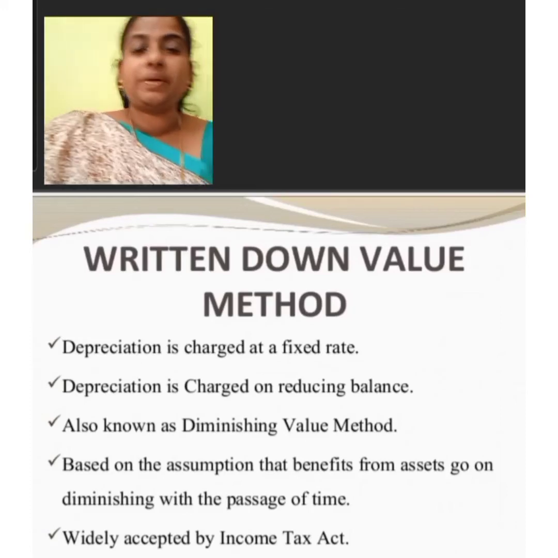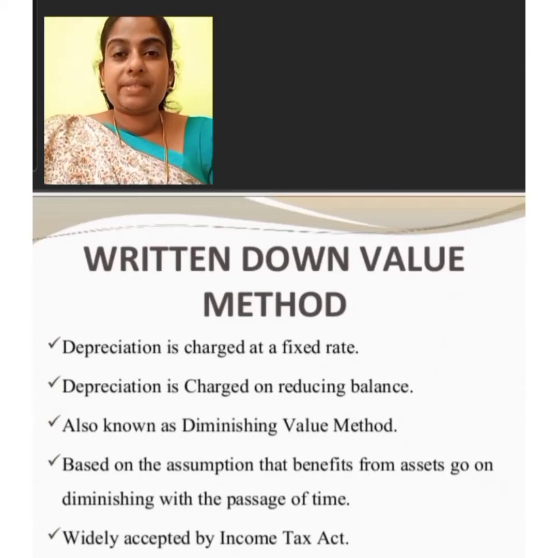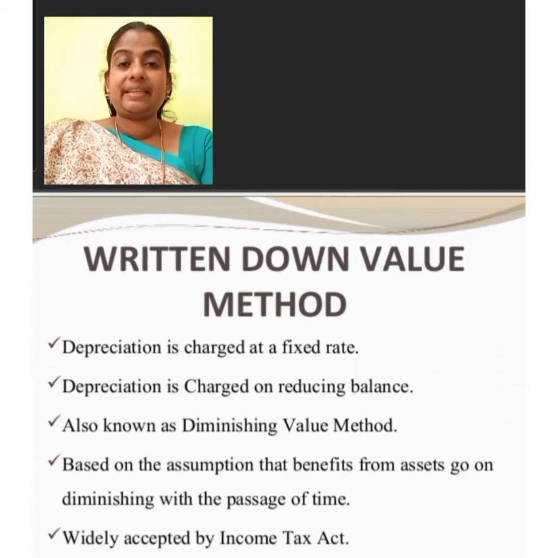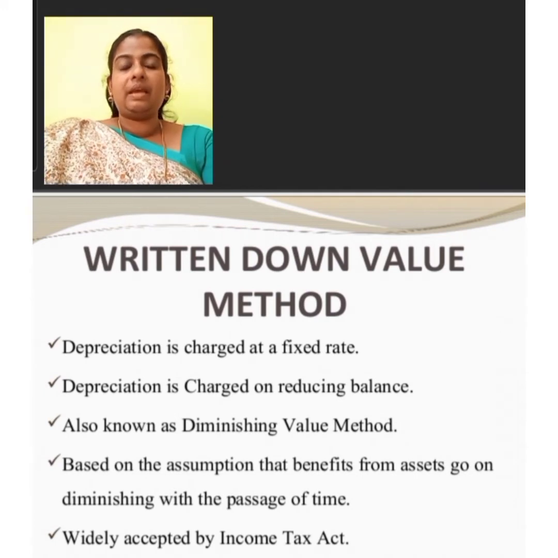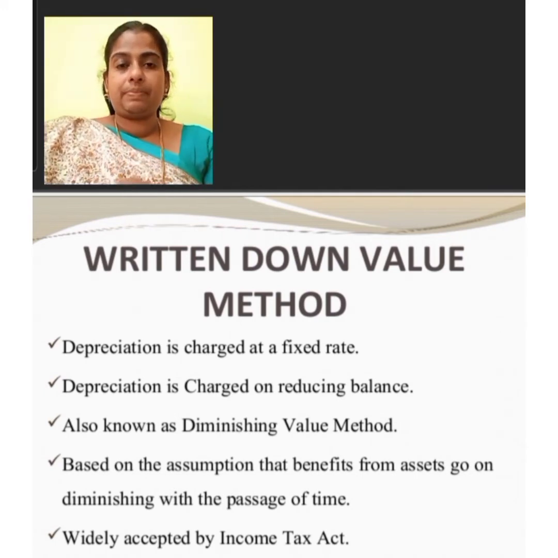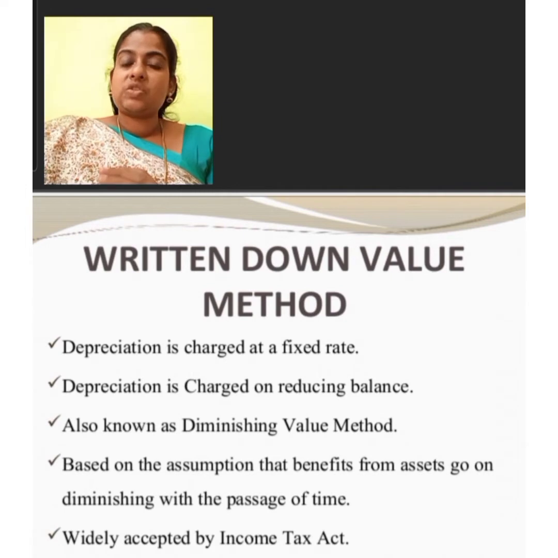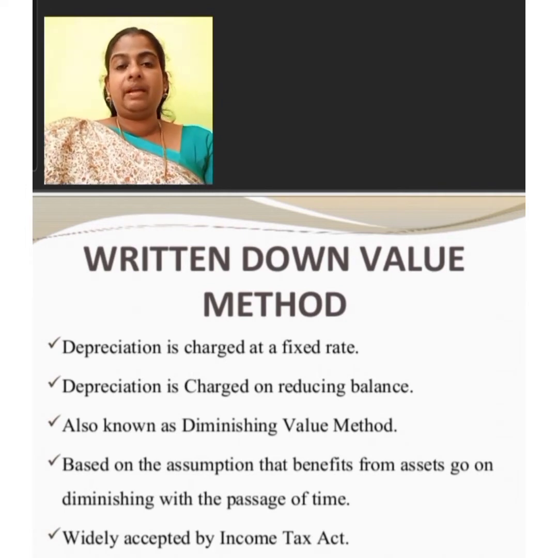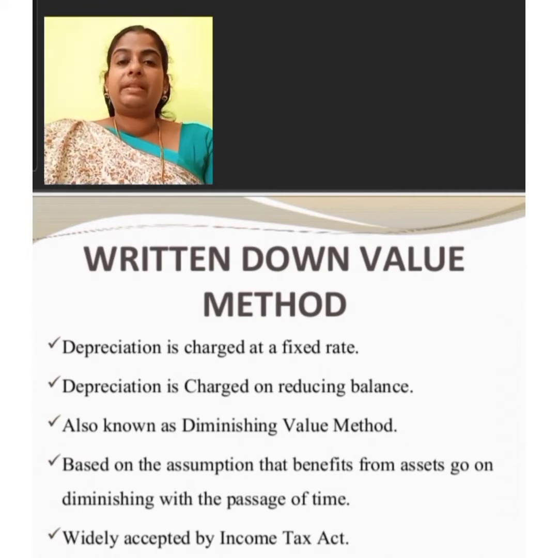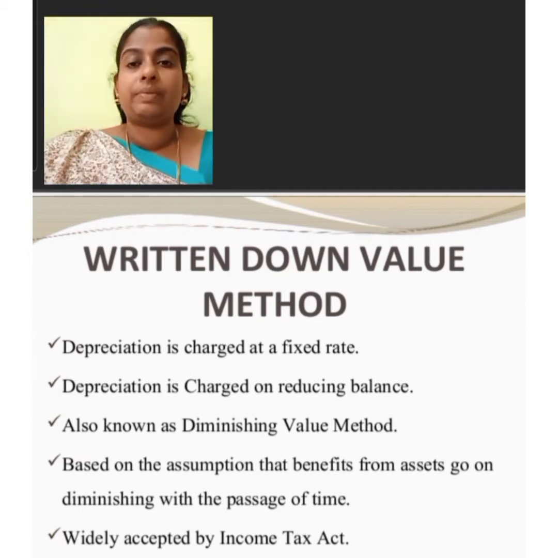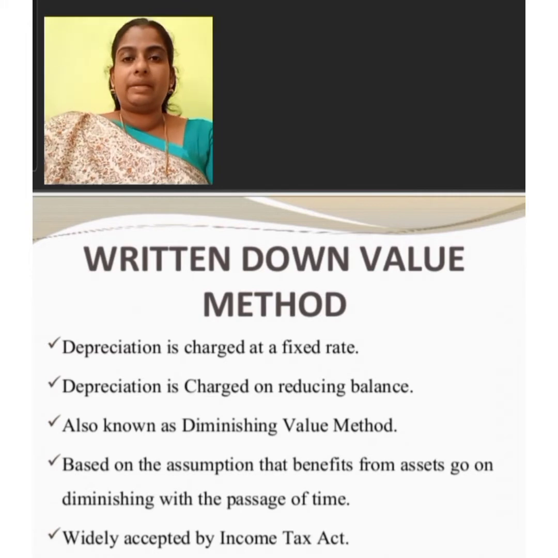My dear children, today in this module, we are going to study the second method, that is written down value method. As we know, depreciation is the decline in the value of assets. Mainly there are two methods of charging depreciation. They are straight line method or fixed installment method, and the second one is written down value method. Written down value method is also known as diminishing value method or reducing value method.